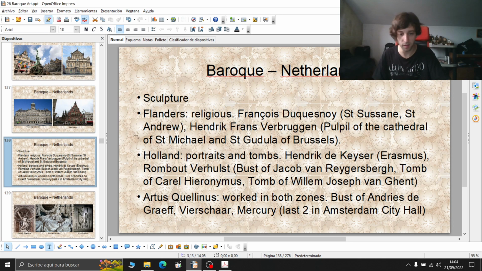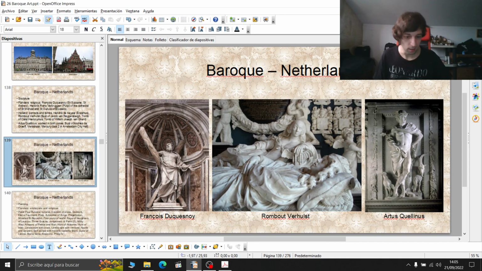Sculpture. Flanders is religious, with François Duquesnoy, Hendrik Frans Verbruggen, and that's all. In Holland, it is portraits and tombs, with Hendrik de Keyser, Rombaut Verhulst, and that's all. And Artus Quellinus, who worked in both tombs with different artworks. So here you see François Duquesnoy, Rombaut Verhulst, Artus Quellinus.